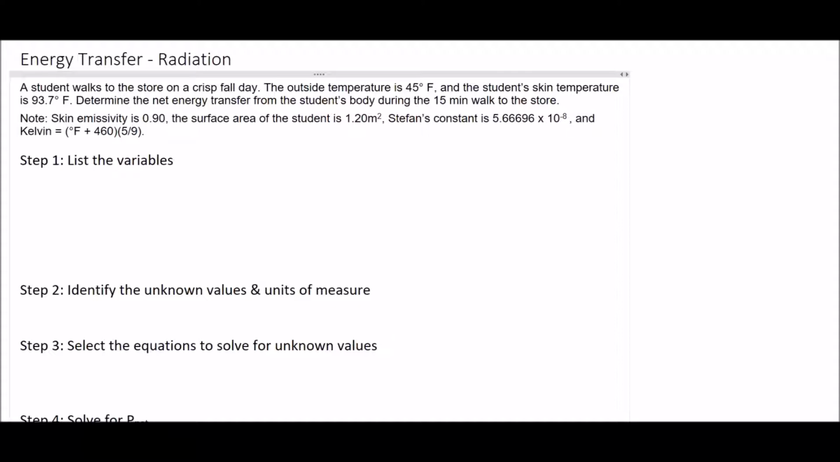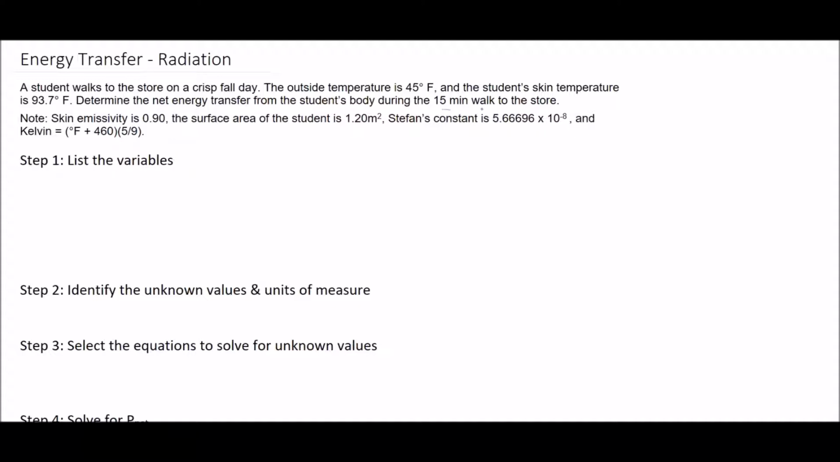So what we need to do here again is list the variables. We have a student walking outside and it's cold out, and it tells you some information. So he's walking to the store and it takes 15 minutes to walk to the store. It tells you, so you're outside for a while, how much energy is lost during this time.